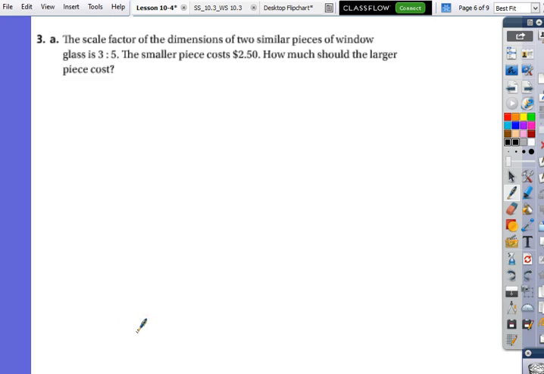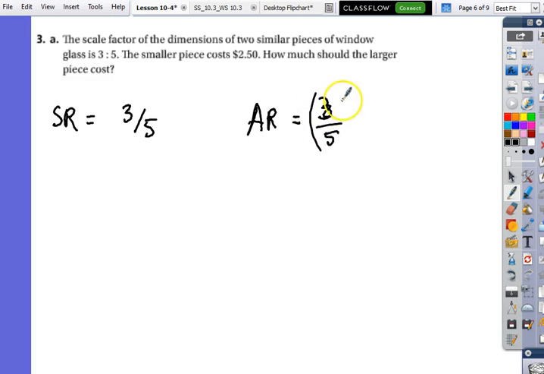All right, so let's go ahead and compute the value of this. The first thing I'm going to do is find the similarity ratio. And the similarity ratio, or the SR, is just going to be 3 to 5. That's the smallest to the largest. The area ratio will be the square of that. So I'm going to take 3/5, square it. That's going to give me 9 over 25.